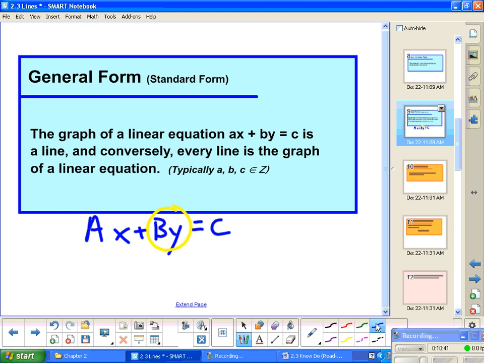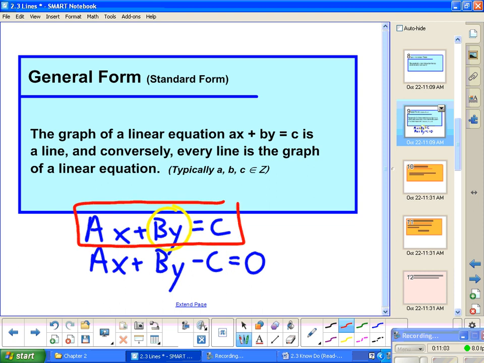It might also be written as AX plus BY minus C equals 0, to put all the terms on the left and have a 0 on the right. I don't use that very often. Most teachers you'll experience do not use that very often. You will most commonly see this form right here.